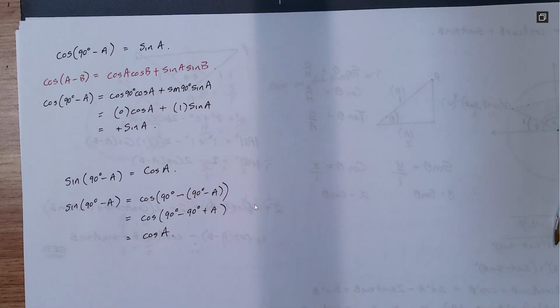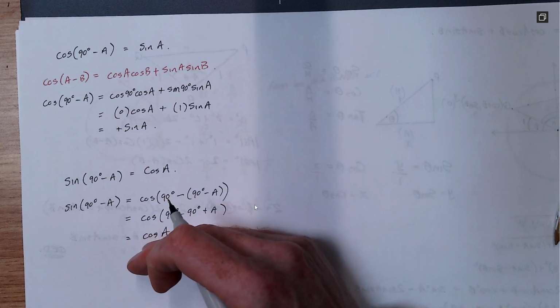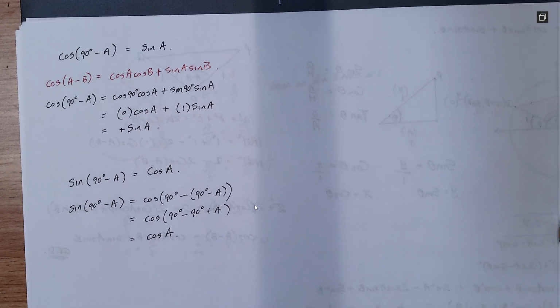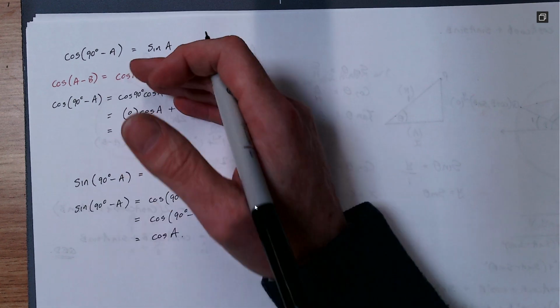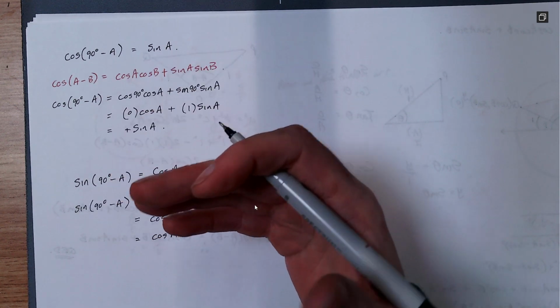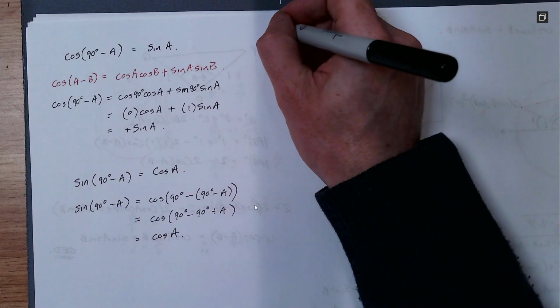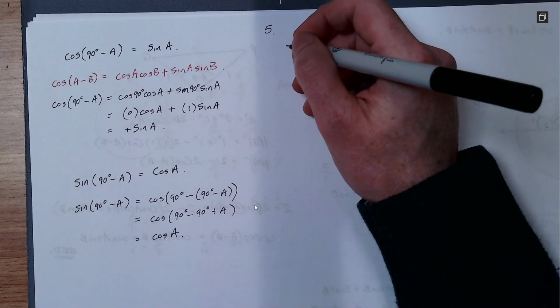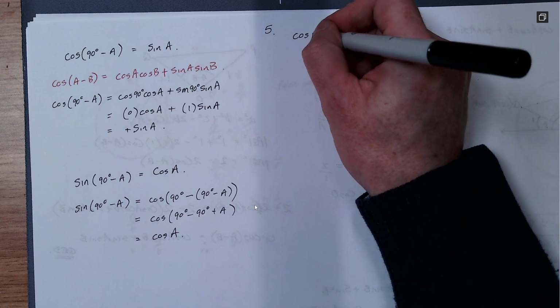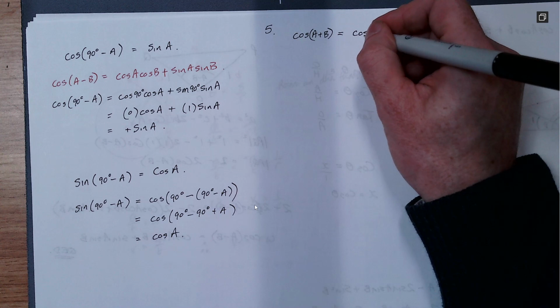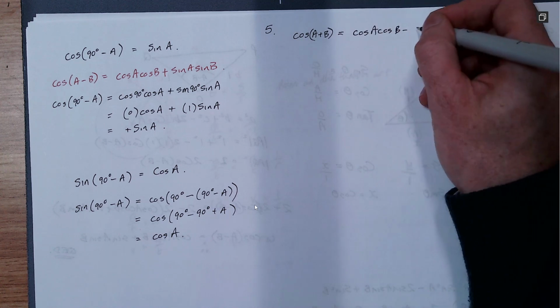Okay, now these proofs don't have to be learned by heart, but they're good to know. Right, so the formula: cos of A plus B equals cos A cos B minus sin A sin B.